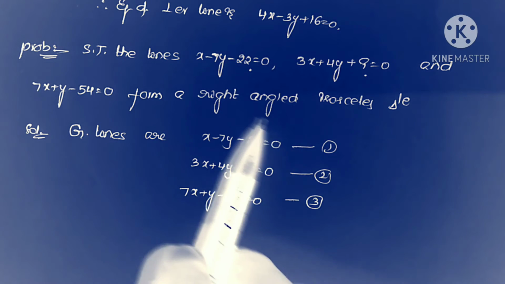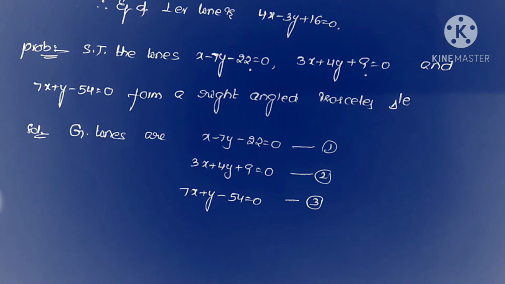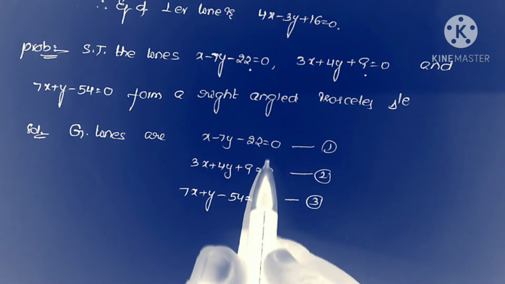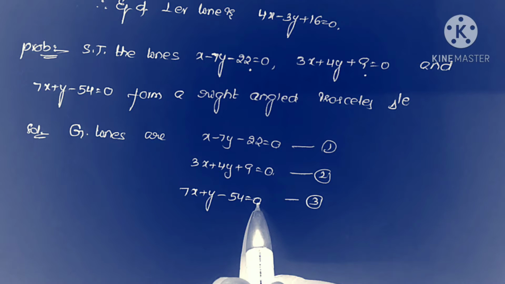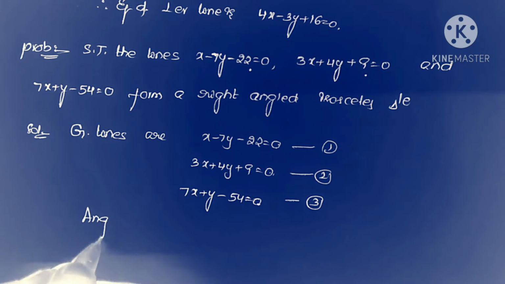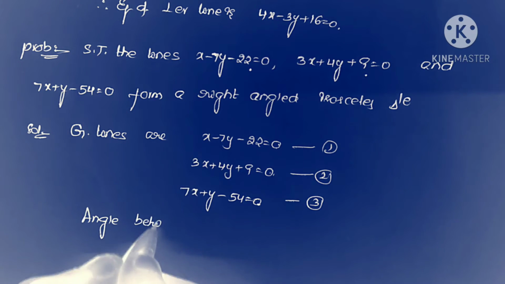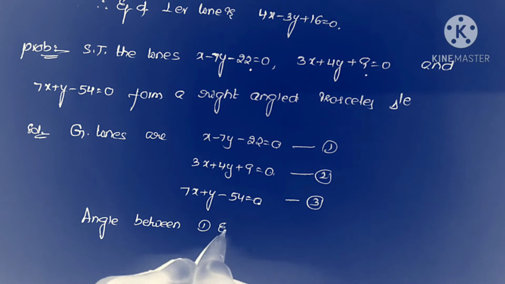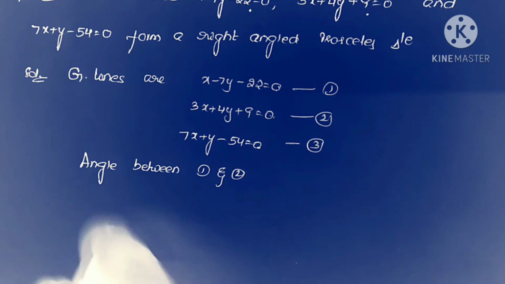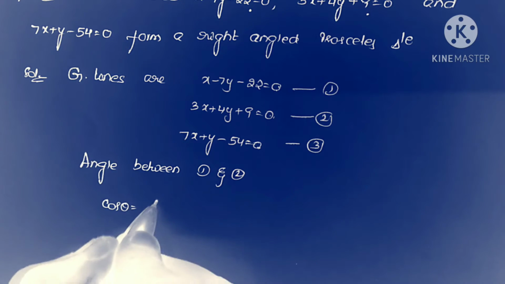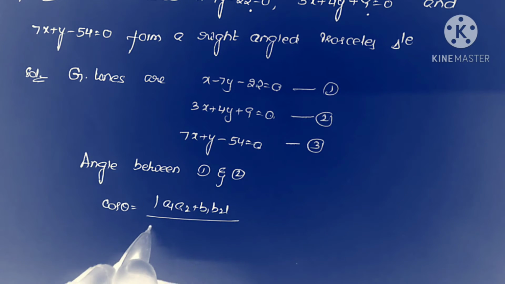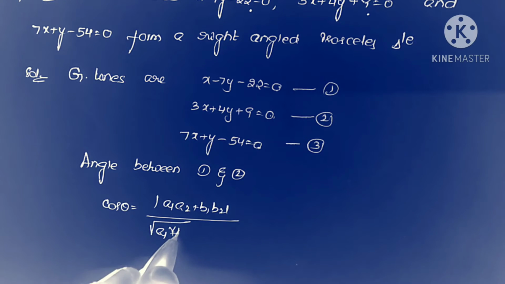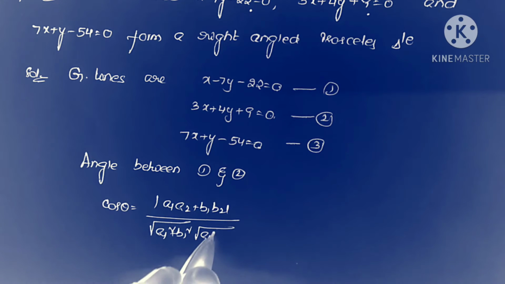Now we want to show that the lines form a right angled isosceles triangle. For that, first I find the angle between the lines: angle between 1 and 2, angle between 2 and 3, angle between 3 and 1. So first finding the angle between the lines 1 and 2. What is the formula here? I take the cos theta formula. Cos theta is equal to mod of a1 a2 + b1 b2 divided by square root of a1 square + b1 square into square root of a2 square + b2 square.